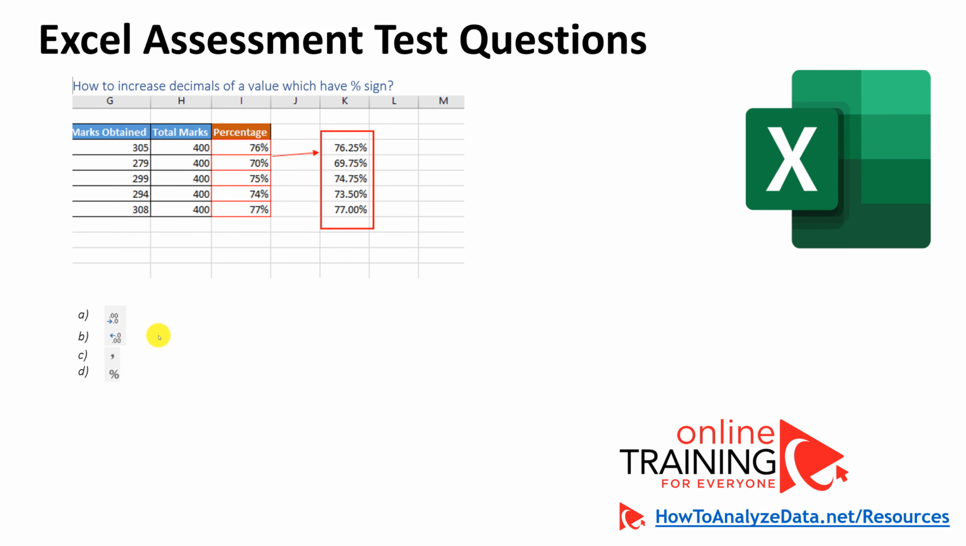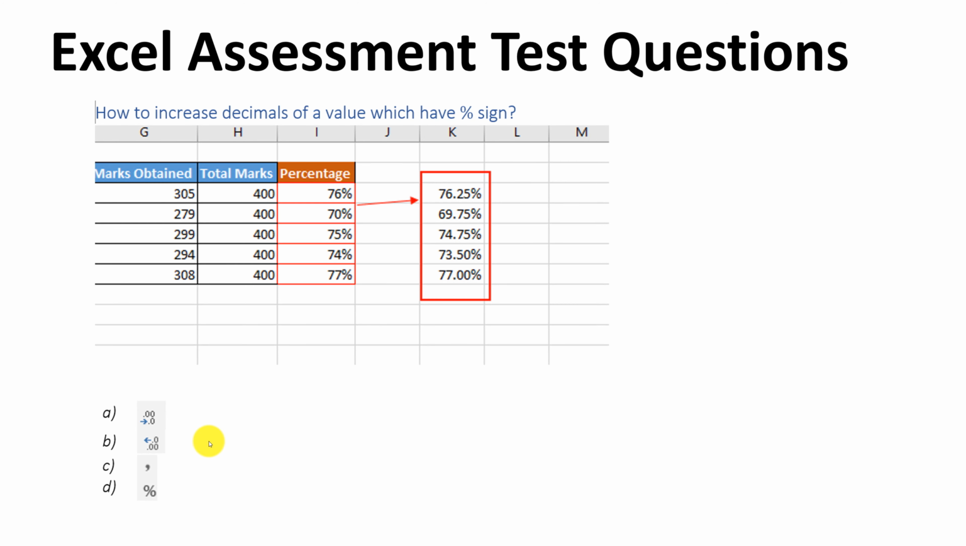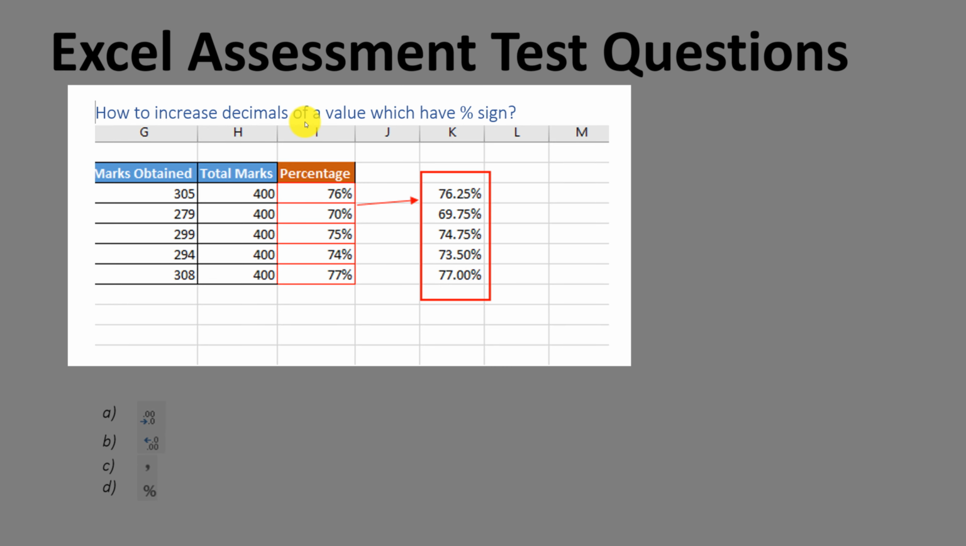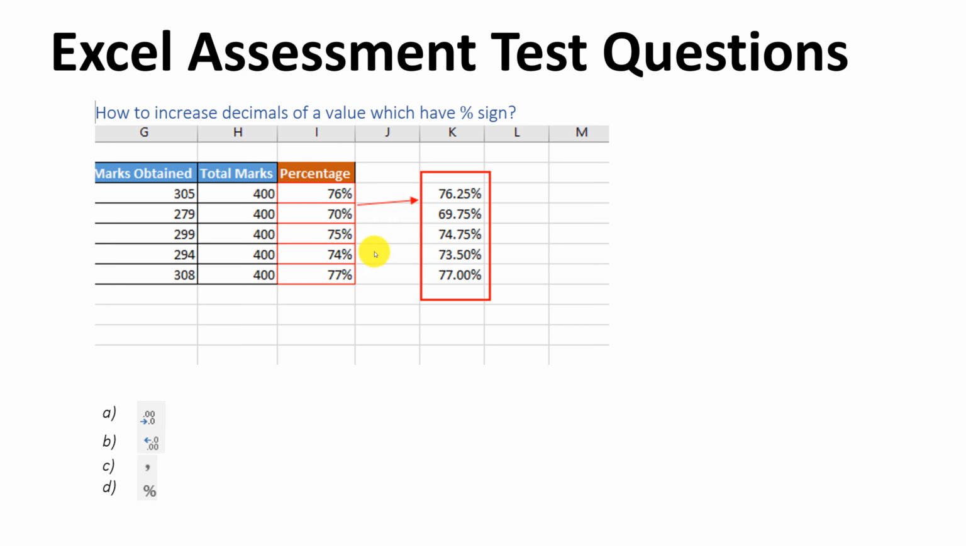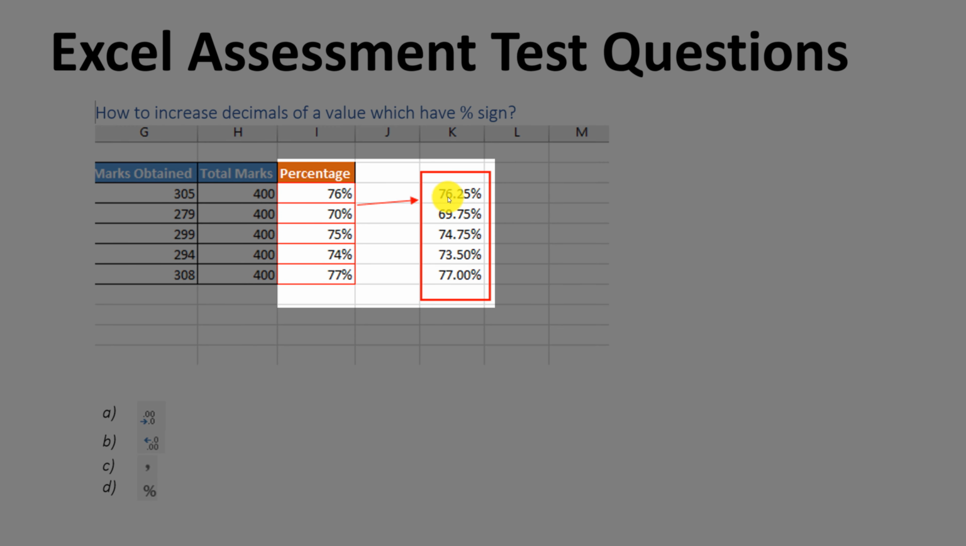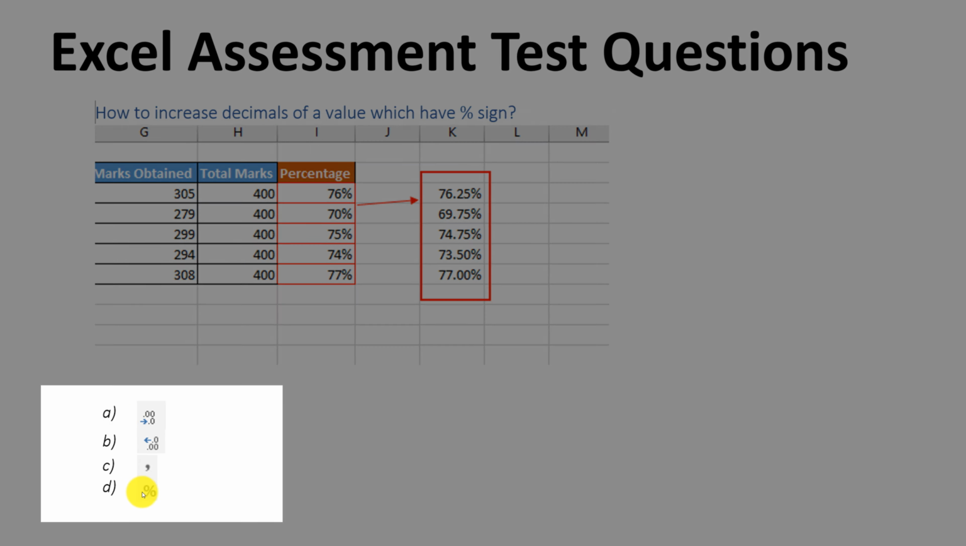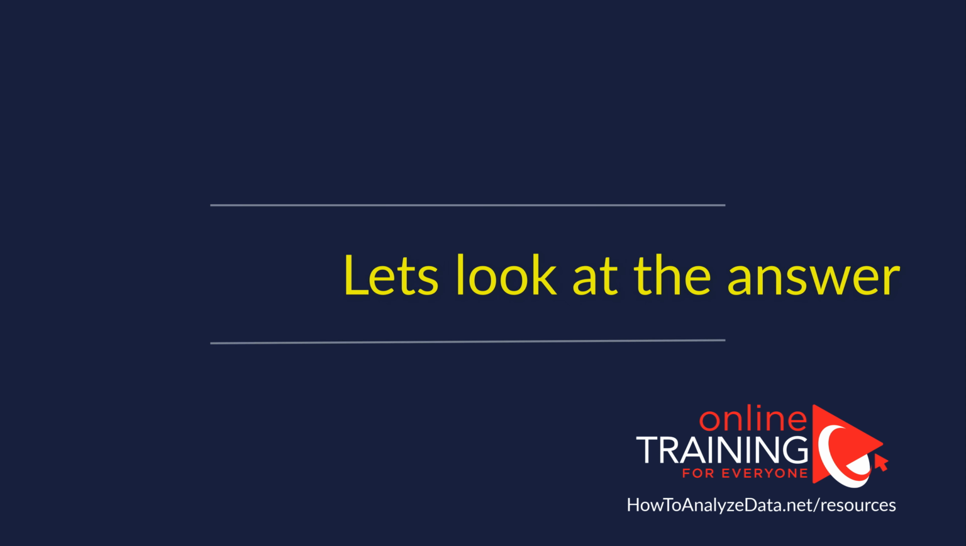Very often during Excel assessment test, you might be tested on how well you know Excel formatting. One of the questions we see on the screen is in a similar category: how to increase decimals of a value which has a percentage sign. And there are choices presented for you in the explanation of what exactly you're looking for to accomplish. For example, you need to go from 76% to 76.25, from 70 after rounding to 69.75, and so on. And there are four choices presented. So which one would you choose?